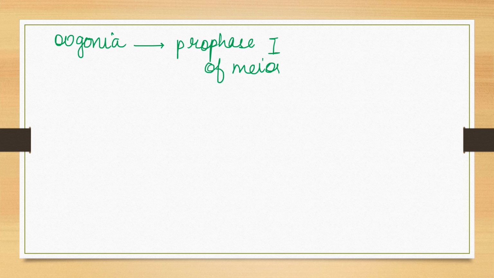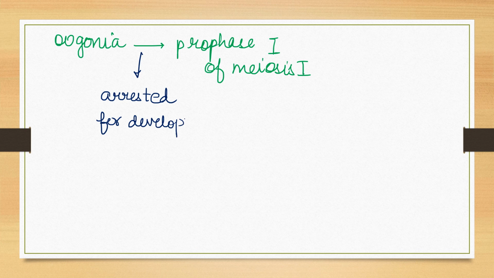अब जैसे ही वो गर्ल बेबी बॉर्न हो जाता है उस वक्त पे ये जो oogonia होते हैं, they are arrested at prophase 1 of meiosis 1. They are arrested for further development. अब जब ये arrest हो जाते हैं तो इस stage पे they are called primary oocytes.